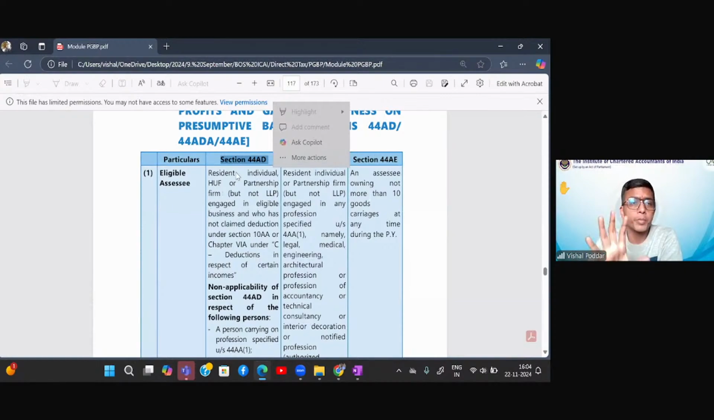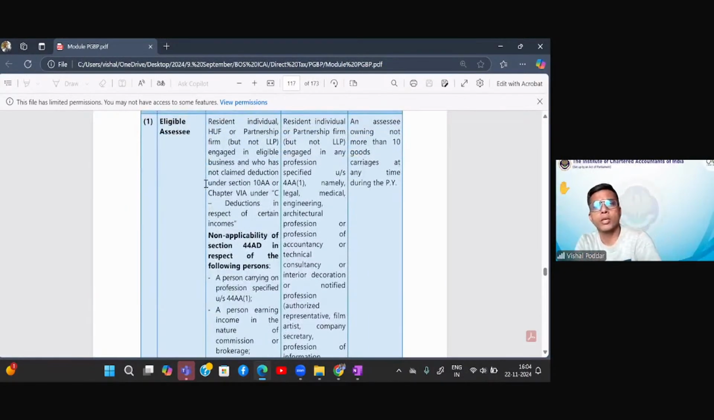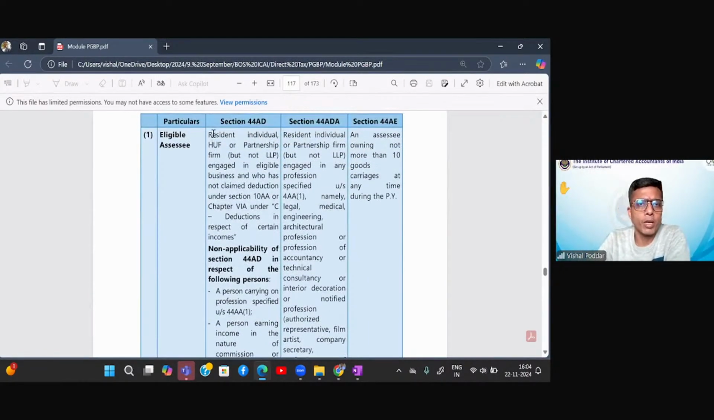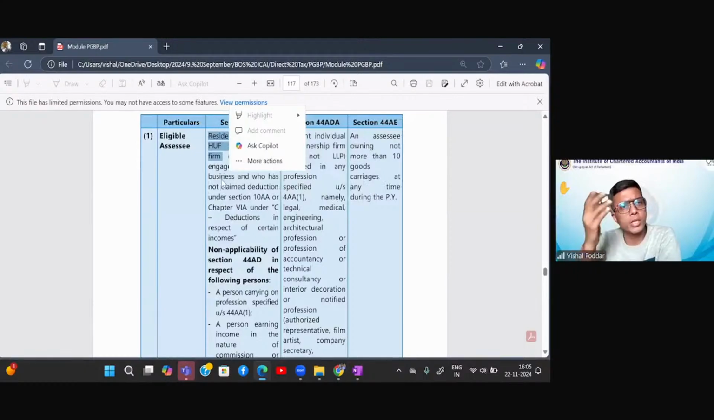Now, this particular section is created for those assessees for whom maintaining books and getting the books audited is not possible because they are operating at a small level. So for them, this particular section was crafted. So what does this section say? In 44AD, which is the residuary section, because the other two are specific, it covers resident individuals, resident HUF, and resident partnership firms. It does not cover LLPs, companies, etc. Because anyways, they can properly maintain books and compute their proper income.